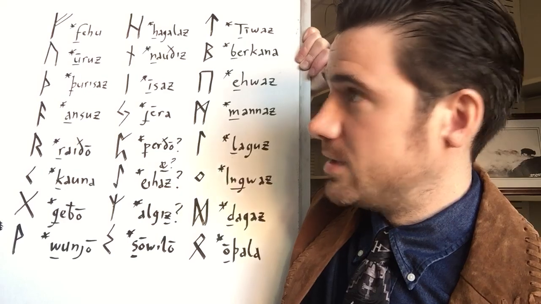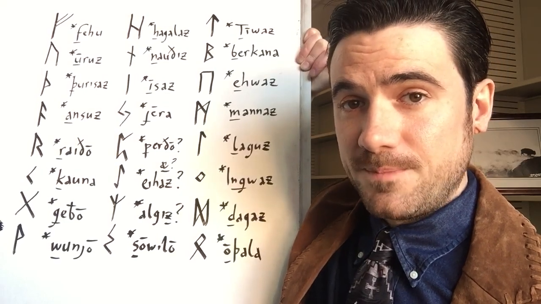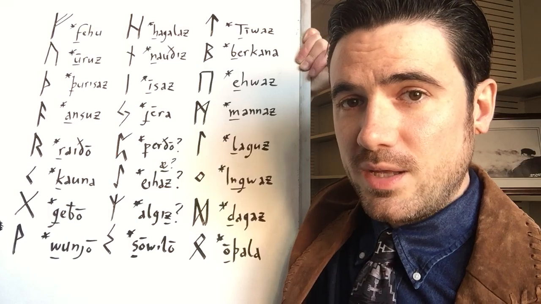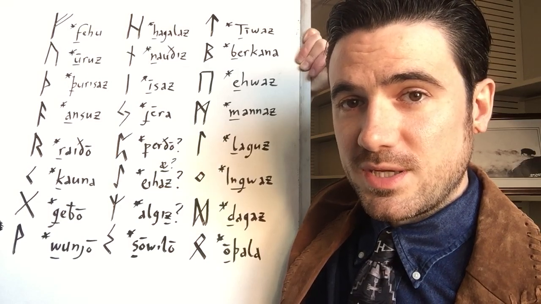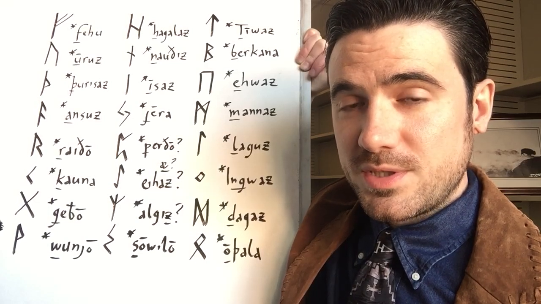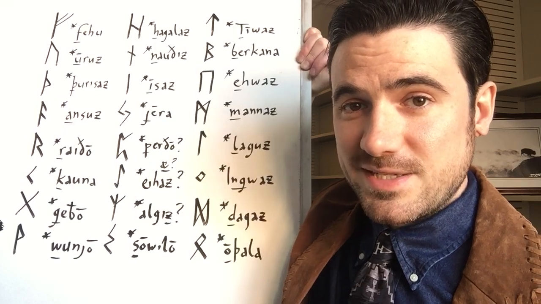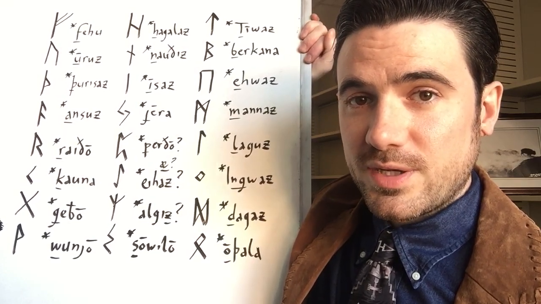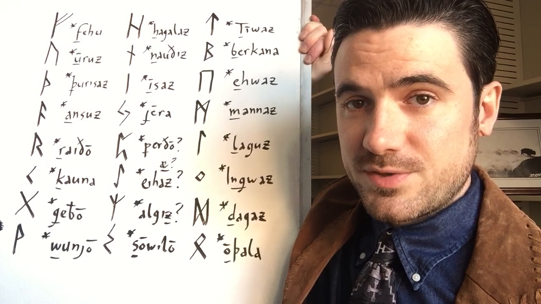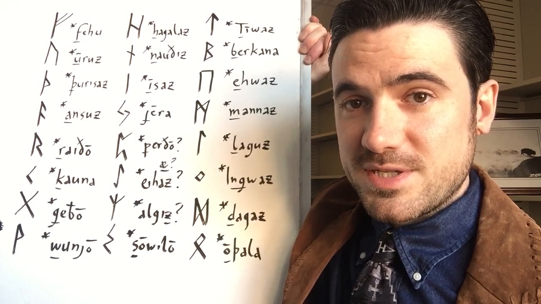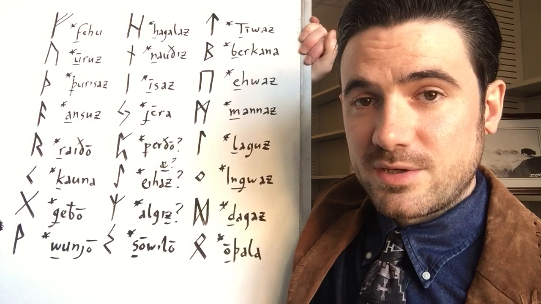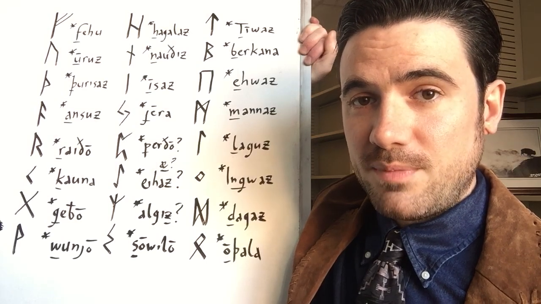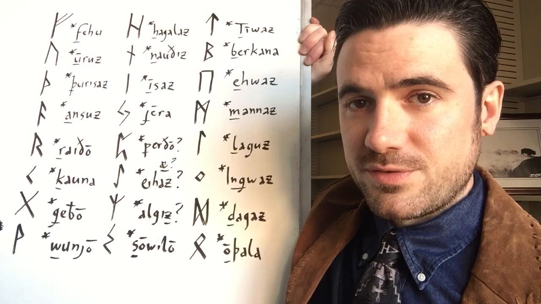So what I've done here is I've written out the Elder Futhark. This is the oldest stage of the runic alphabet that we know of. The earliest inscriptions in Elder Futhark that are known date to about 160 AD or CE. These come from Denmark. And the Elder Futhark continues to be used till about 700, at which point it is replaced in Scandinavia by the 16-letter Younger Futhark, and in England and Frisia by the expanded Anglo-Frisian Futhark.